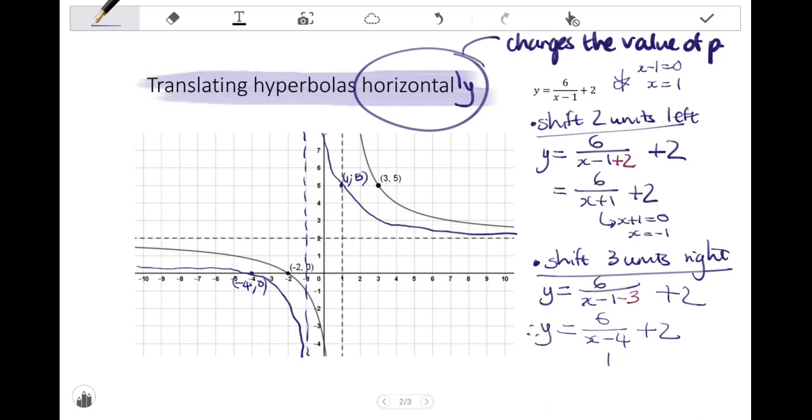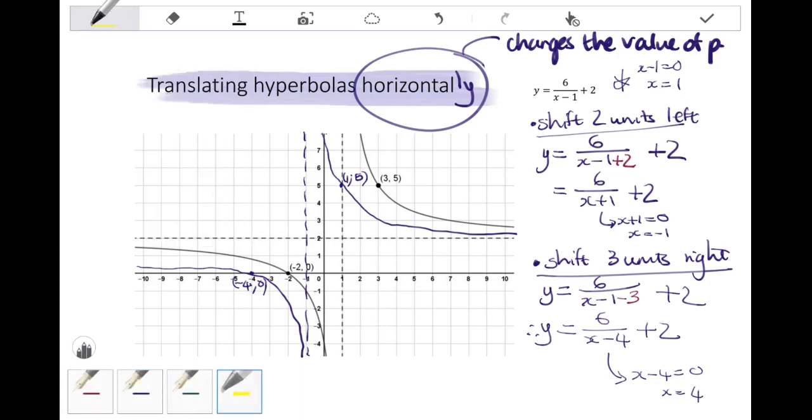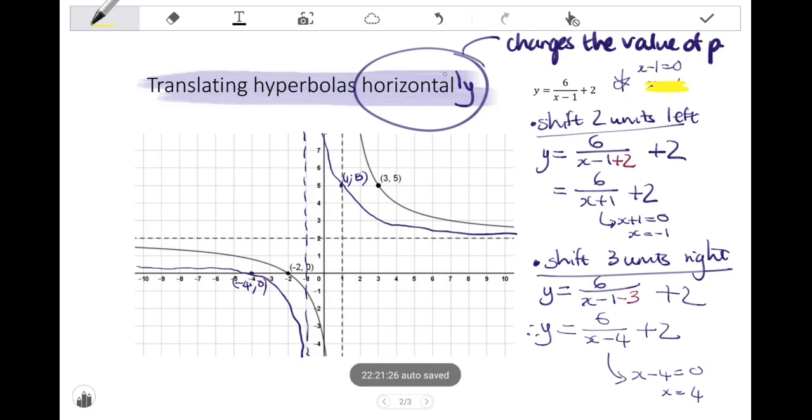Again, let's just check with the vertical asymptote. I take the denominator, make it equal to 0, solve for x, and it's 4. So from x equals 1 to x equals 4 is a shift of 3 units to the right.